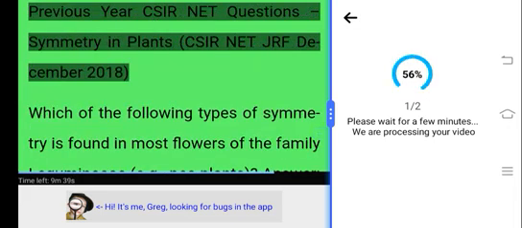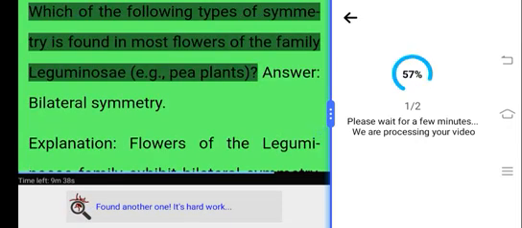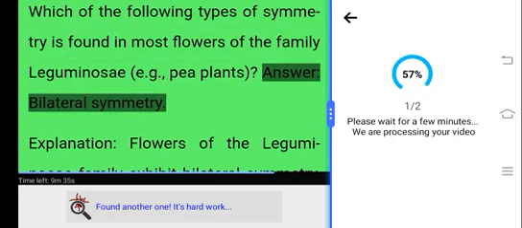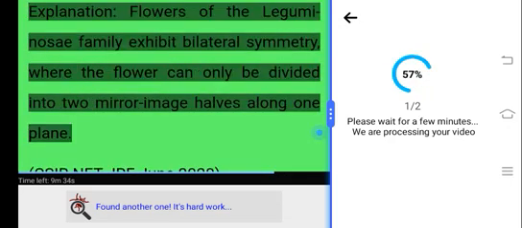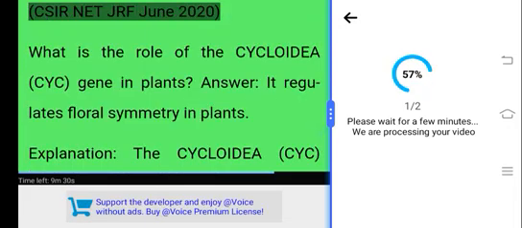Previous year CSIR NET questions. Symmetry in plants. CSIR NET JRF December 2018. Which of the following types of symmetry is found in most flowers of the family Leguminosae, e.g., pea plants? Answer: bilateral symmetry. Explanation: flowers of the Leguminosae family exhibit bilateral symmetry, where the flower can only be divided into two mirror image halves along one plane.